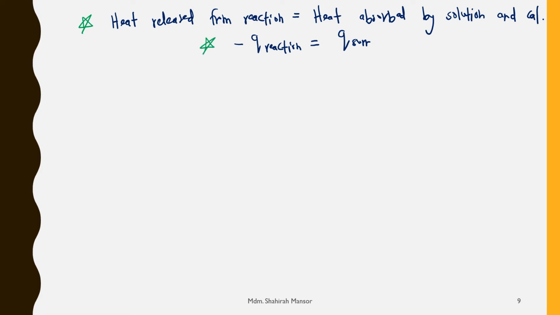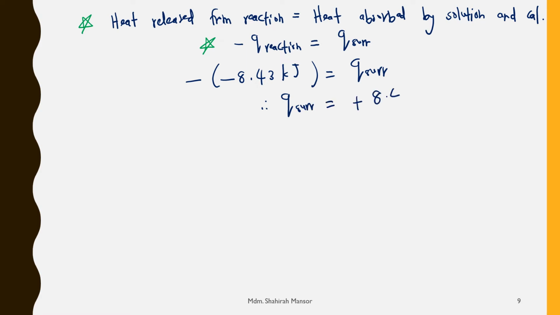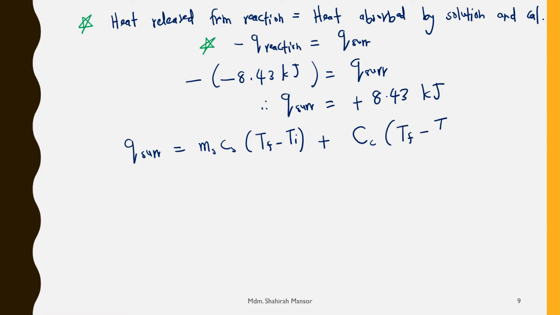So from here, negative Q reaction, that is negative 8.43 kilojoule bersamaan dengan Q surrounding. So hence our Q surrounding will be plus 8.43 kilojoule. Okay, so awal-awal tadi kita dah tentukan apakah formula of the Q surrounding. Q surrounding equals to m solution c solution times delta T. Delta T is T final tolak dengan T initial, tambah dengan heat capacity of calorimeter darab dengan delta T as well. So T final tolak dengan T initial.